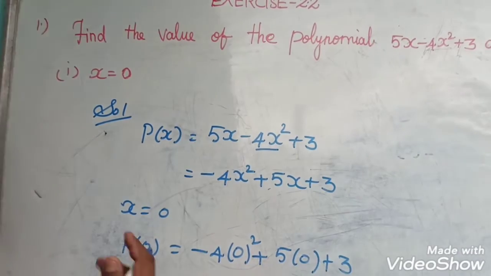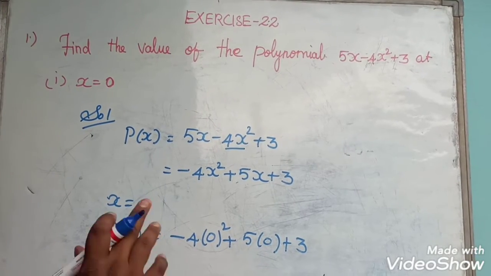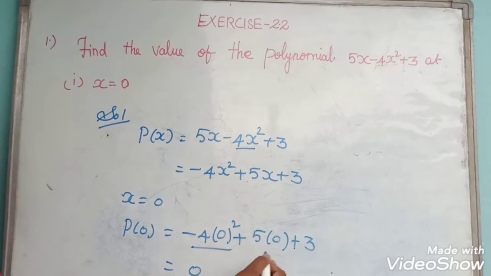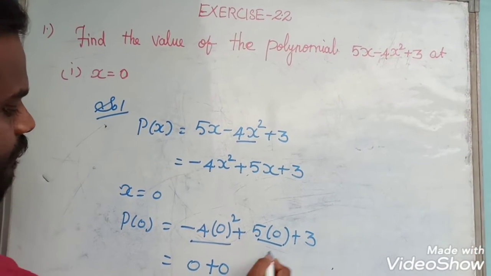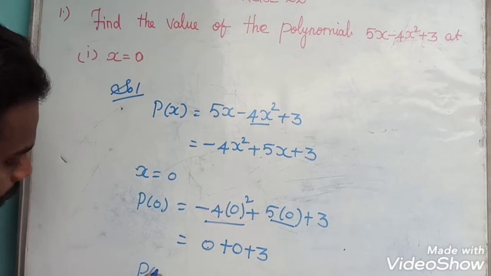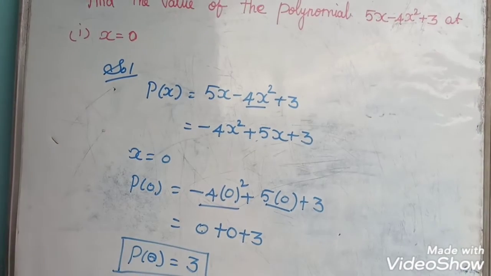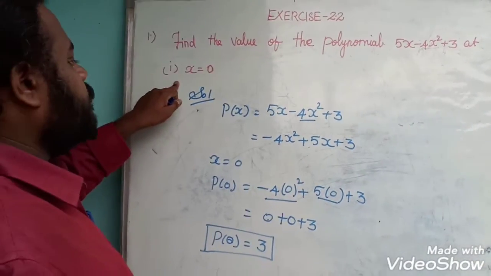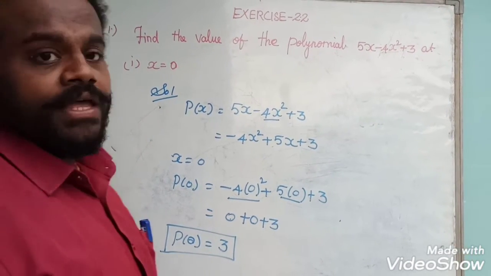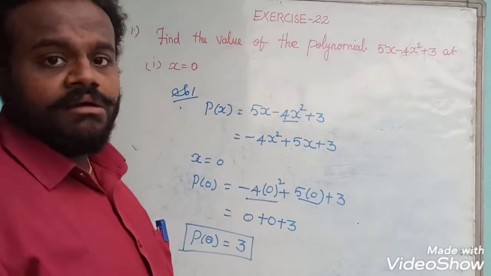However many times you multiply, you get 0, and any number multiplied with 0 gives 0. Because of that, we get that value 0. The same way, 0. Finally we get 3. So 0 plus 0 plus 3, we get 3. So p of 0 is equal to 3. So in the first question, instead of x I substitute 0, and we get the answer 3. The value of p of 0 is equal to 3. The same way, do the second and third sums as your homework. Next we move on to question number 2.